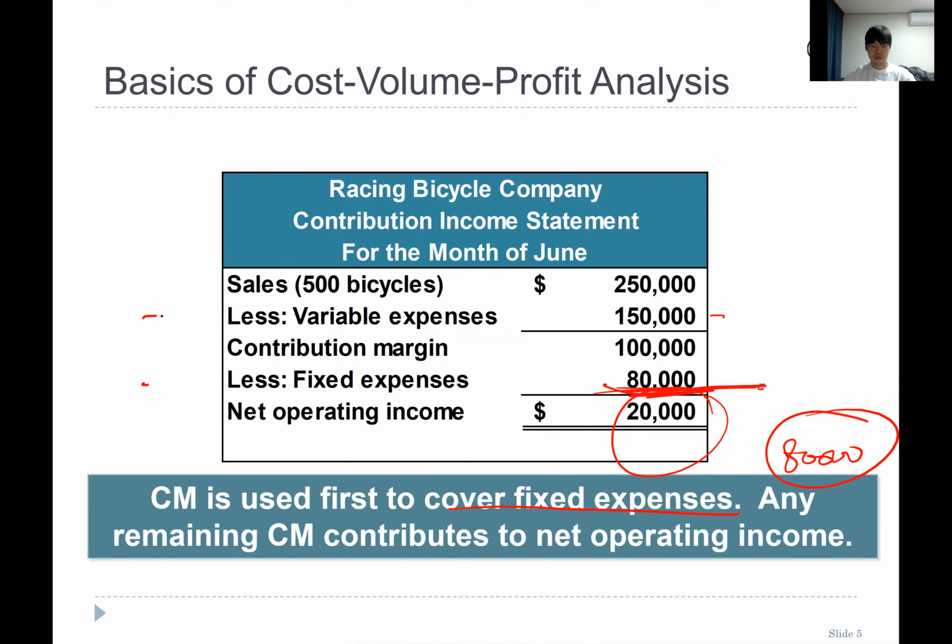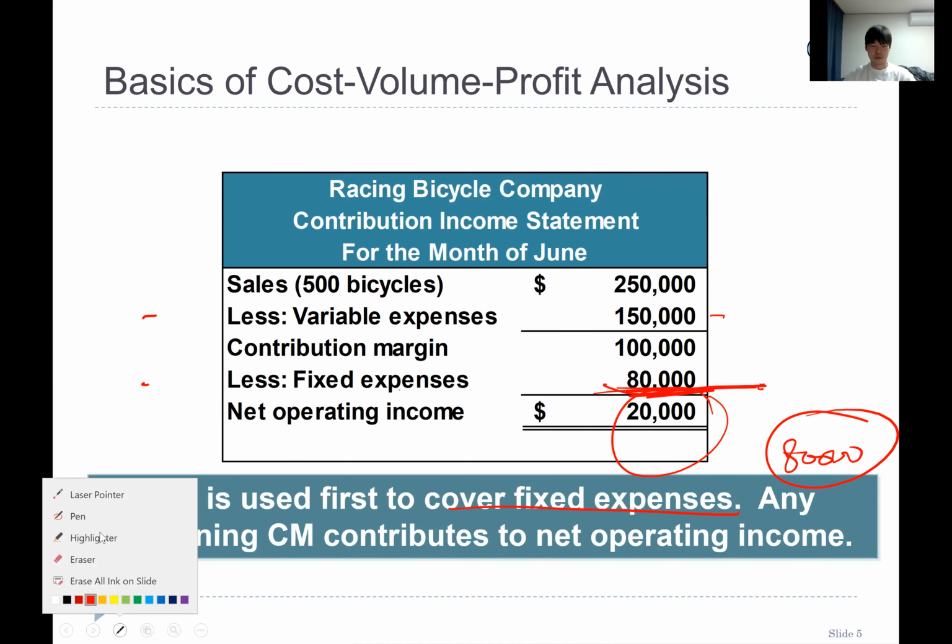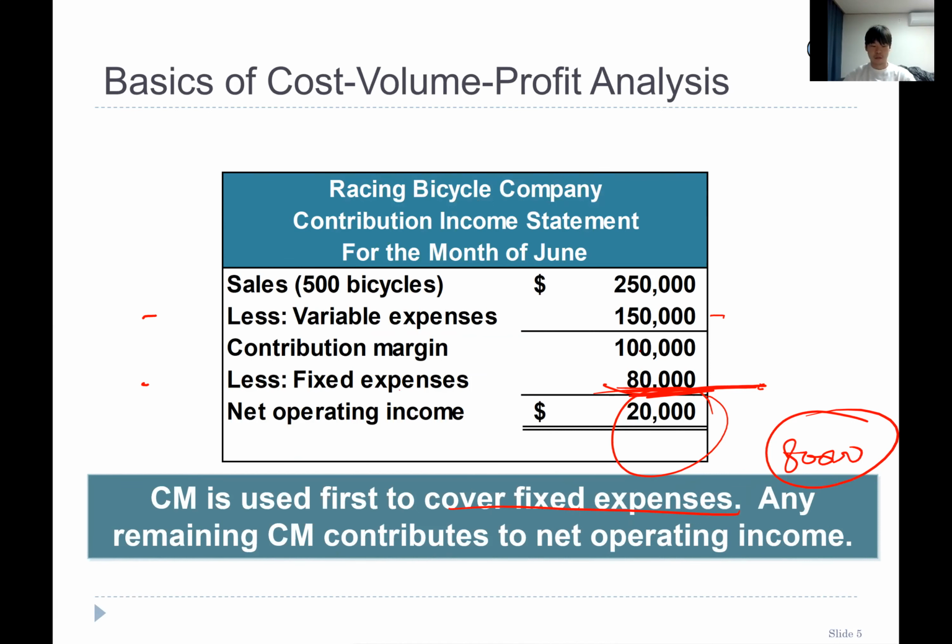If there is 80,000 here, and 80,000 is fixed cost, then we have a 0 net operating income. So CM first covers the fixed cost, and then any remaining CM contributes to net operating income. Anything left will directly contribute to the net operating income. So this is a very important concept. How we are going to use that in our coming slides, let's see that.